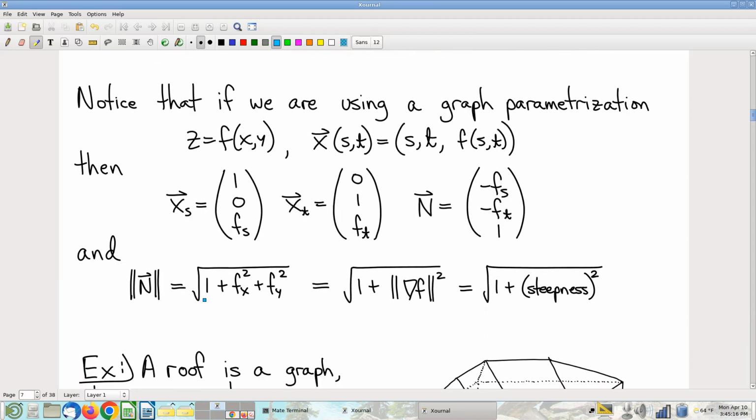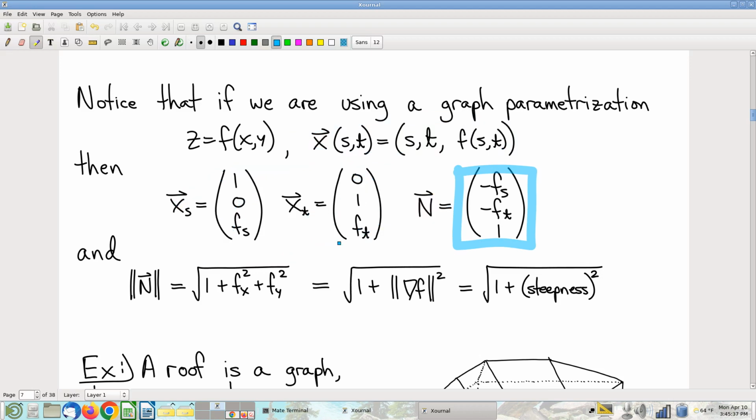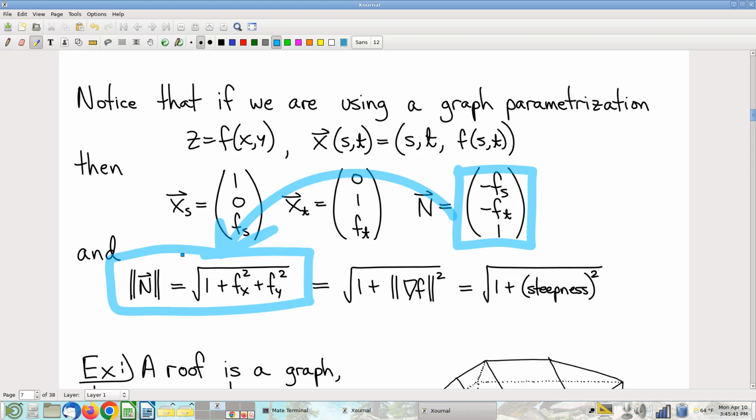But very often you're using a graph parameterization. When you are, your graph parameterization will always look exactly like this. Which means that your partials will always look exactly like that. Which means that your cross product will always look exactly like this. Which means the magnitude will always be exactly that.